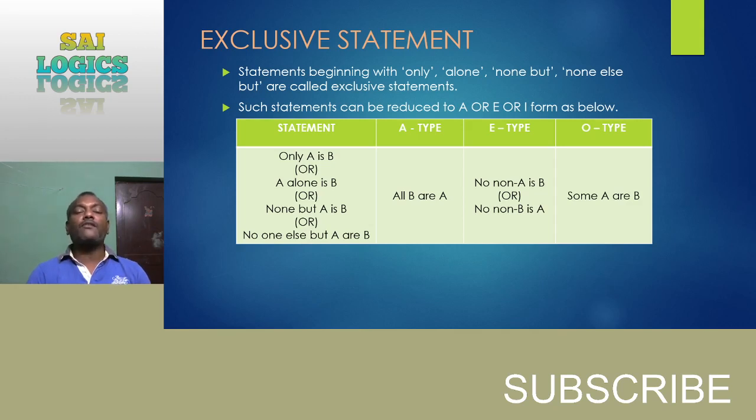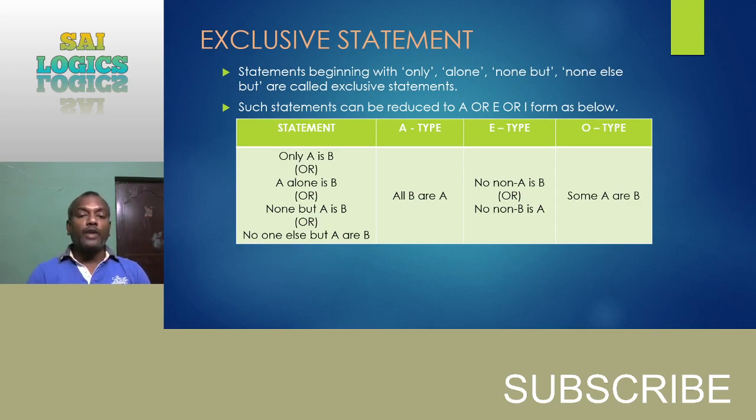So these exclusive statements can be reduced and rewritten as any of A type, E type or I type of statements. So in the tabular column on the right hand side, it has been written O type by mistake. So kindly make it as I type. Sorry for the mistake. So these exclusive statements can be rewritten into A type or E type or I type.